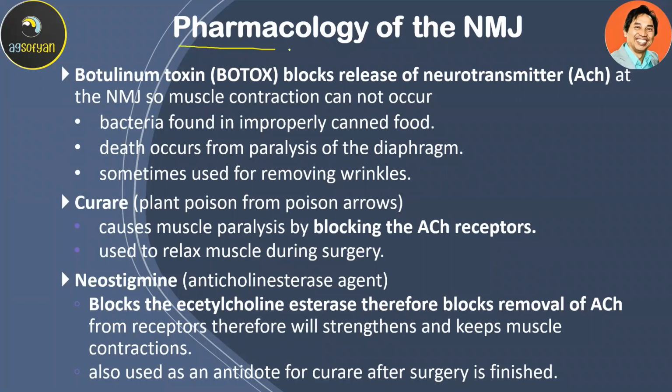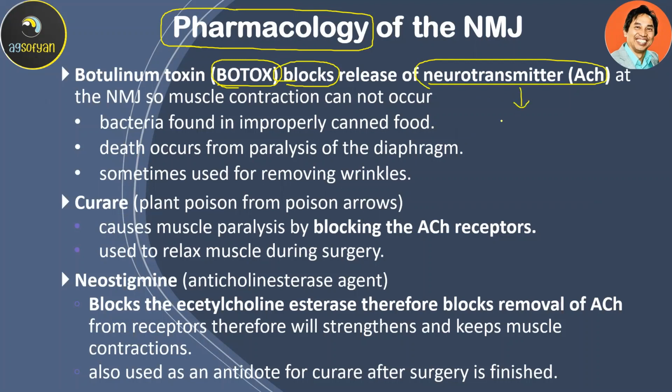So there are several agents or chemicals that are able to change these contractions in the muscle tissue. For example, Botox, botulinum toxin, is produced by bacteria. It will block the release of neurotransmitter from the motor neuron. What is the result? The muscle will not contract. It's called paralysis. It will paralyze the muscle. And it is bad if it paralyzes the diaphragm, which is the muscle used for breathing. People who have this infection can die because they are unable to breathe.